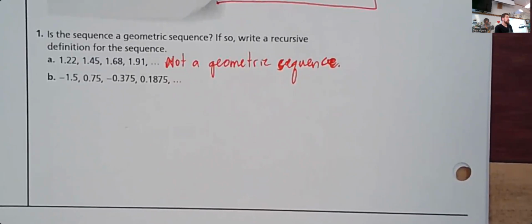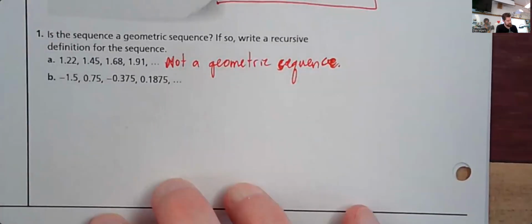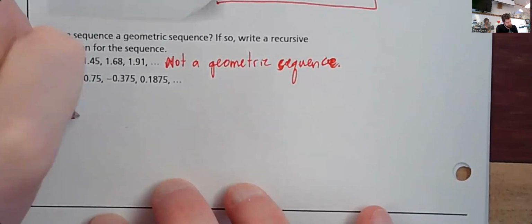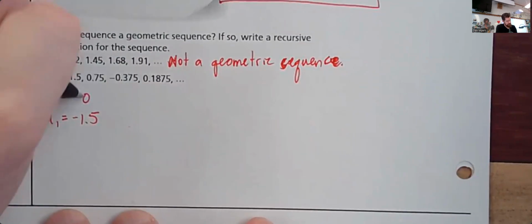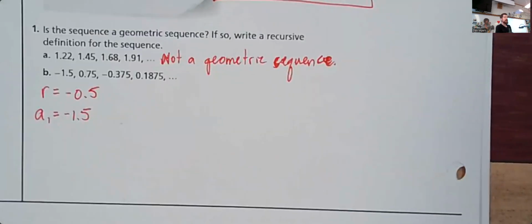Hopefully A is a very quick one to do. What's the common ratio for B? Yeah, negative 0.5. Cool. And the first term is negative 1.5.